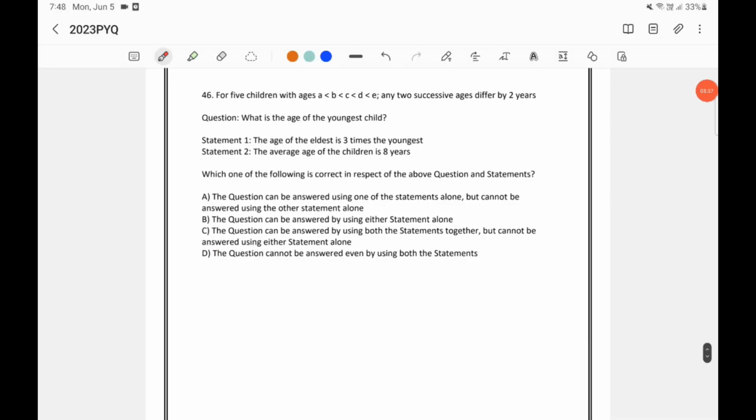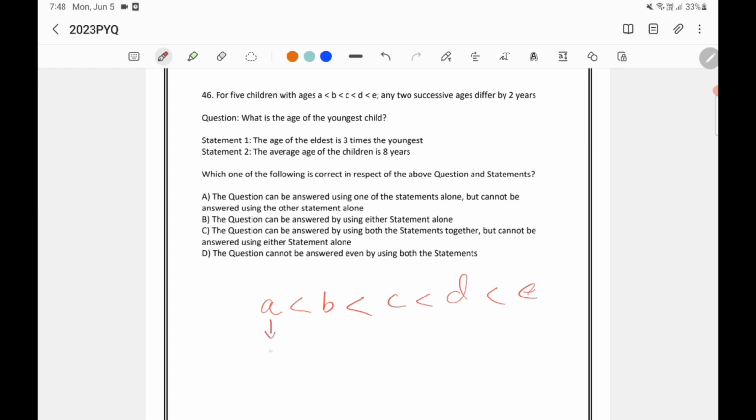Okay. So now let us look into the next question. For 5 children with ages A less than B less than C less than D less than E, any 2 successive ages differ by 2 years. Okay, so here it's given that A less than B less than C less than D less than E. These are the ages of 5 children. Okay, so it says that any 2 successive ages differ by 2.